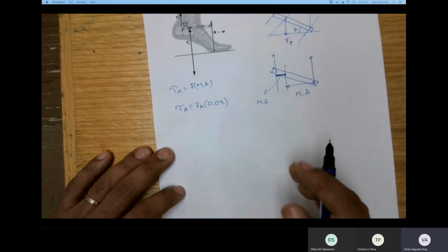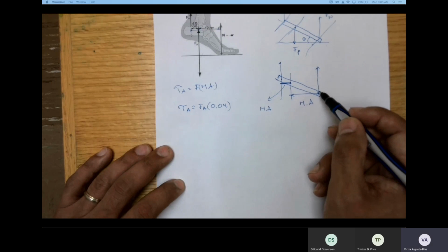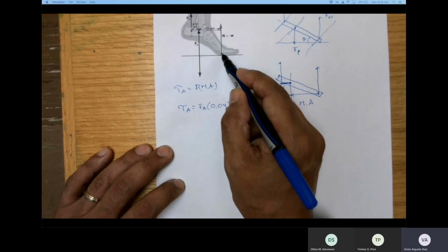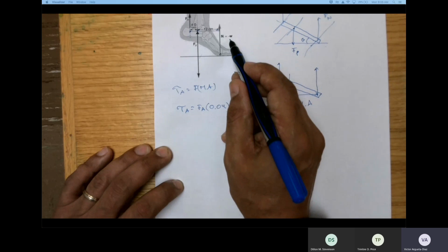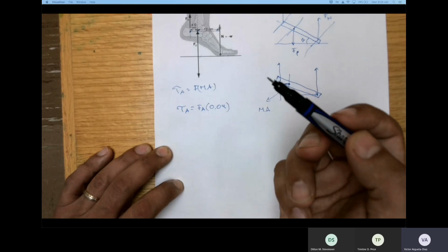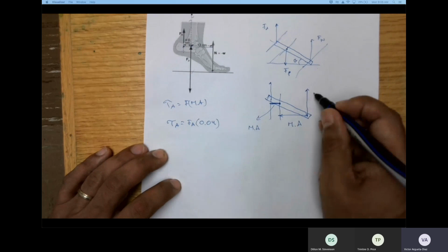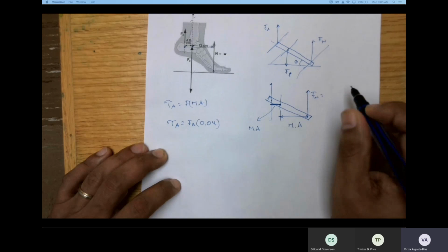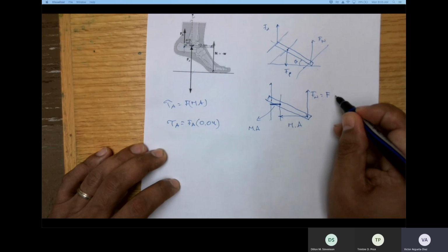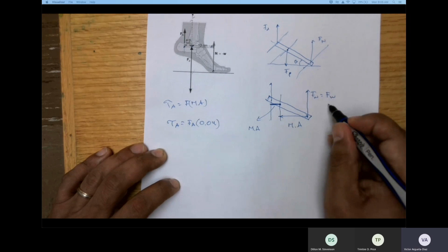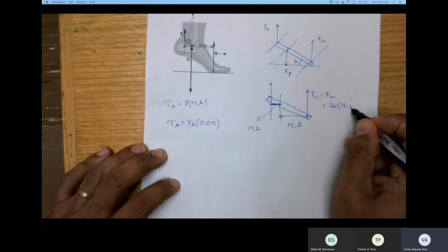So again, what I'm going to do is look at the forces. This force over here at the toes is going to be the normal force. That's going to be equal to the weight, or the opposite of the weight, the force that's preventing me from going down into the ground. So this normal force is basically the same as the weight of the person. So this is going to be 70 times 9.8.